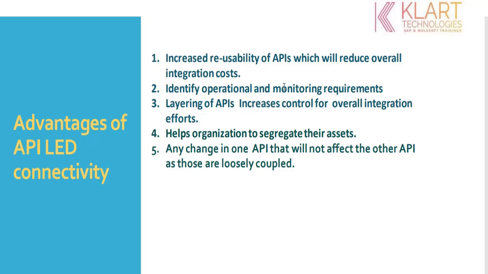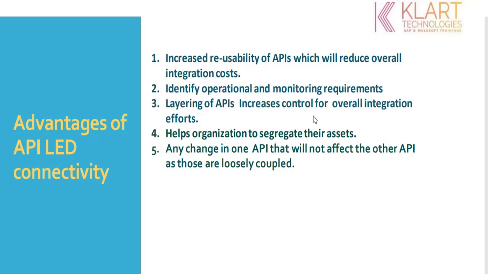Okay, so in that way, we are going to segregate the operation and monitoring requirements from the functional and non-functional requirements. So that is one of the advantages. Another thing is that layering of APIs increases control over all the integration efforts, because we have different system APIs, different process APIs, and different experience APIs, and we are aware of which one is going to be modified in case of any change needed. So we have complete control over one end-to-end integration.